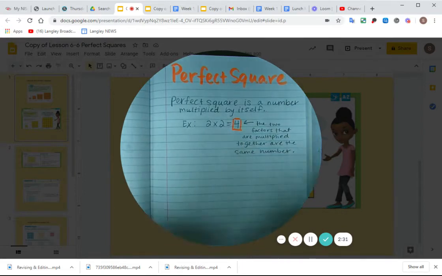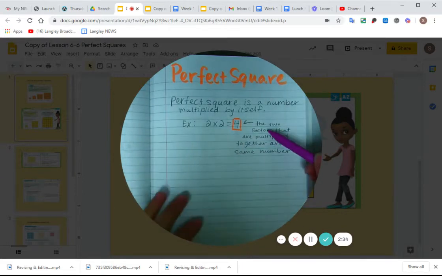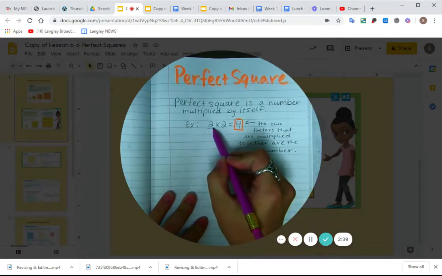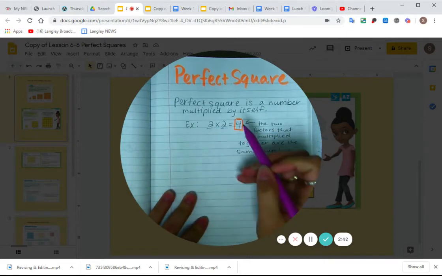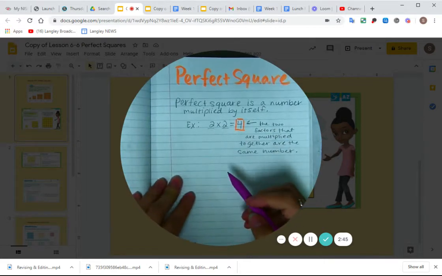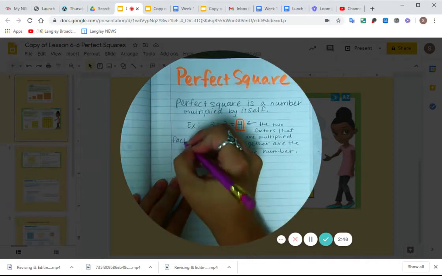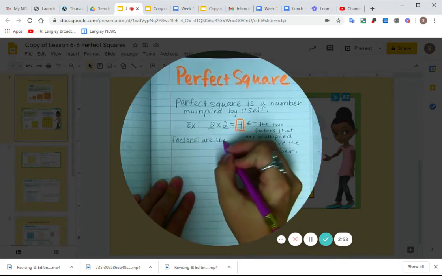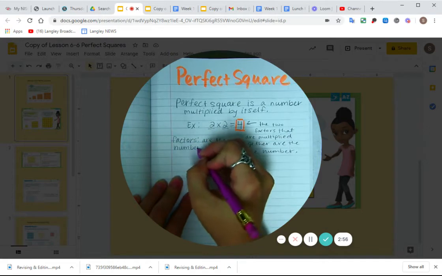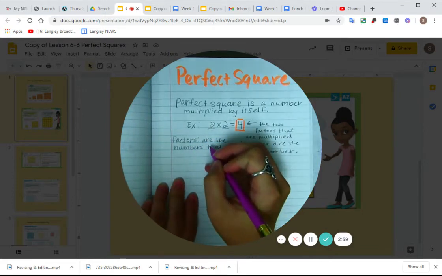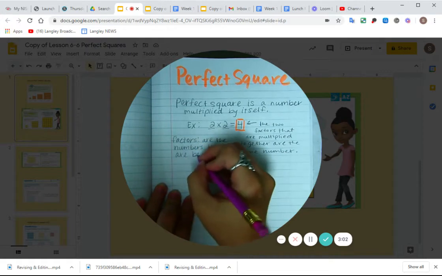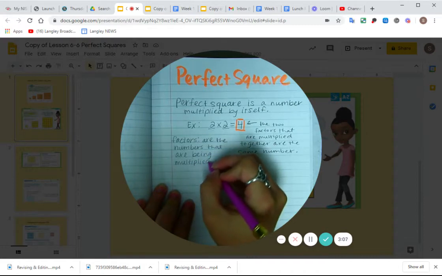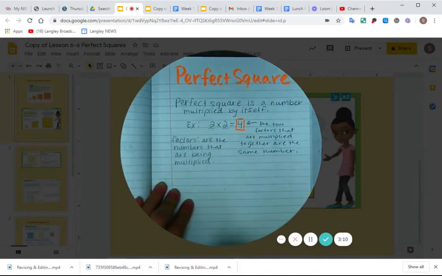Okay, so it's pretty simple. That's what it is. All right, a perfect square is a number that is multiplied by itself, or a factor, right? These things are called factors. This 2 here is a factor. This 2 is a factor. Factors are the numbers that are being multiplied. So let's write that down just so we have it for future reference. So factors are the numbers that are being multiplied.